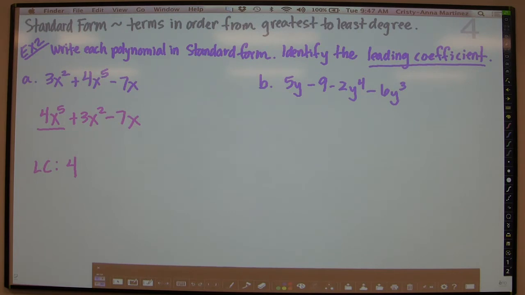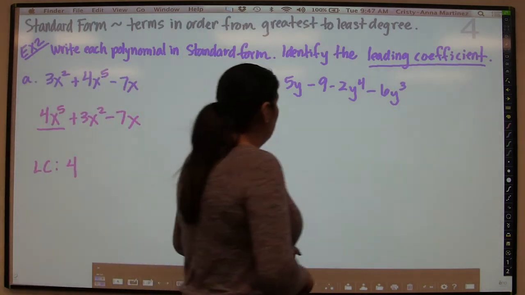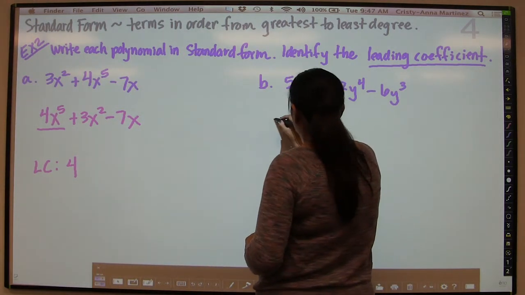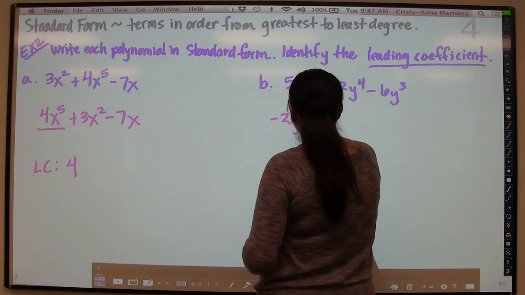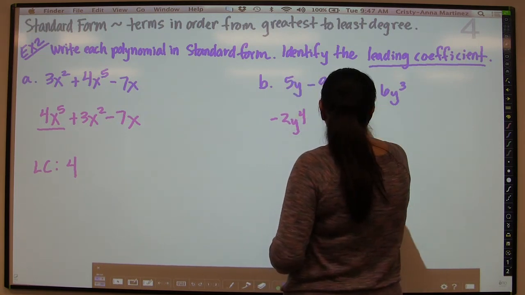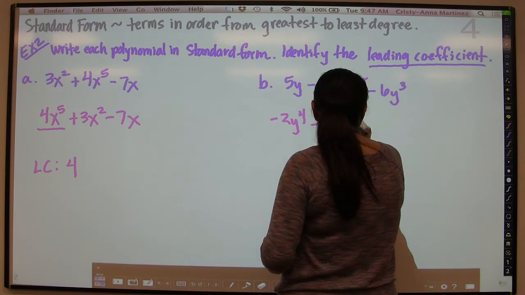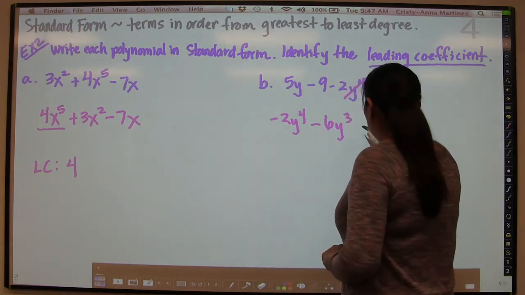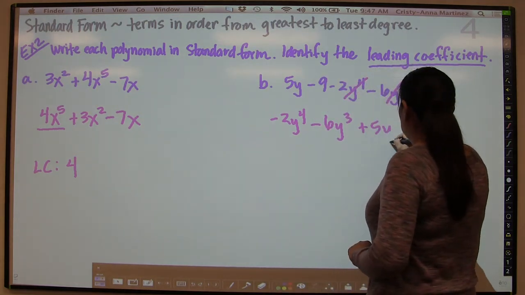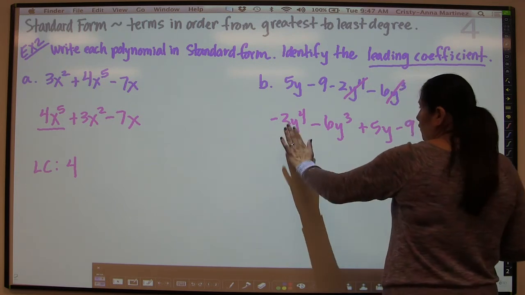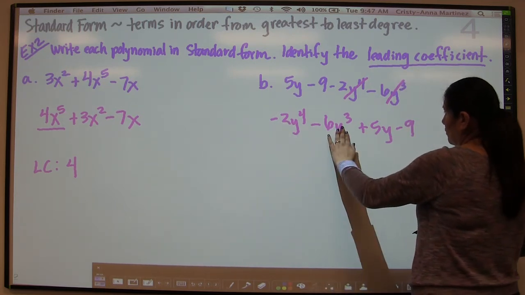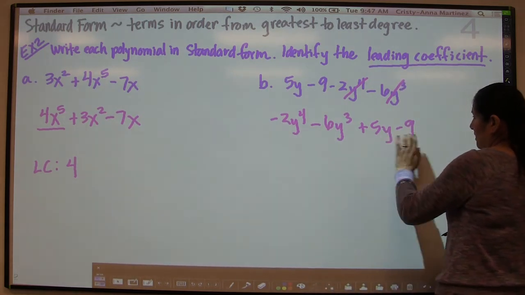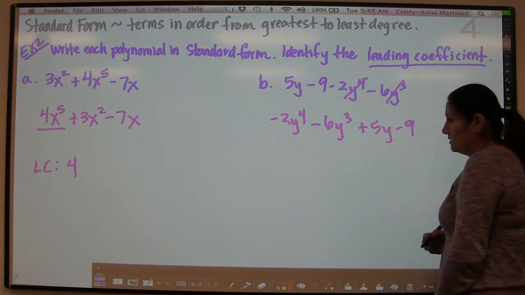All right, so then we're going to do part B. Same thing. We want to put this in the right order. So we're going to put negative 2y to the 4th first. And then we're going to get minus 6y cubed. And then we're going to go plus 5y minus 9. So now we have 4th degree, 3rd degree, 1st degree, and then 0 degree. So they're in order from biggest to smallest.